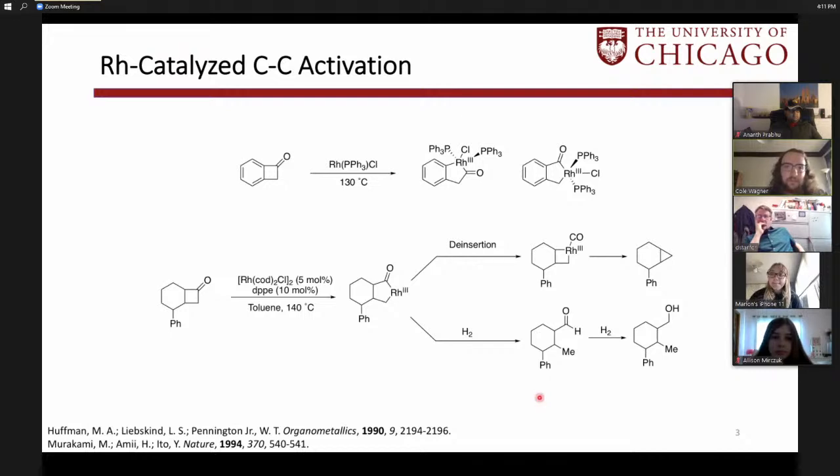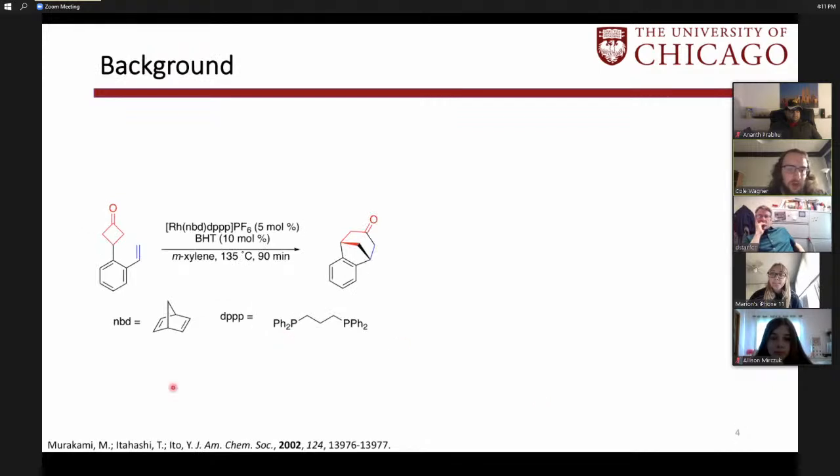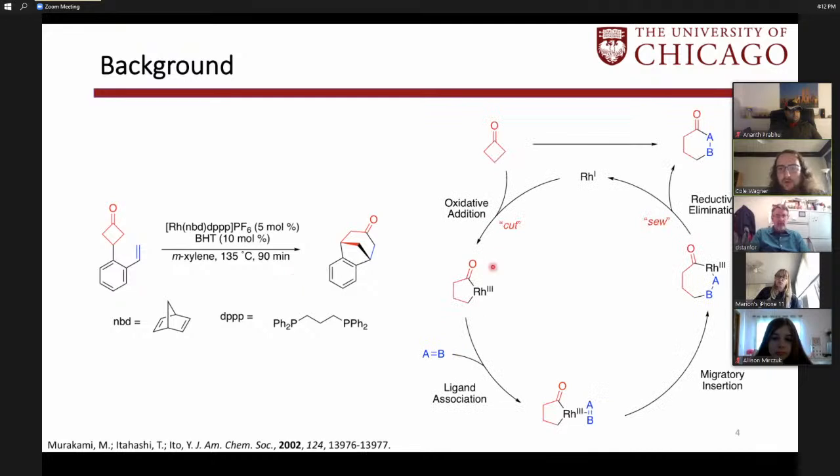So a big breakthrough with this type of chemistry was in the early 2000s. Masahiro Murakami over in Japan, their group has been active in this area, and they showed that through this CC activation, through oxidative addition, you can have a tethered alkene undergo migratory insertion to give this ring expanded bicyclic product. So this goes by this general mechanism, which we call cut and sew.